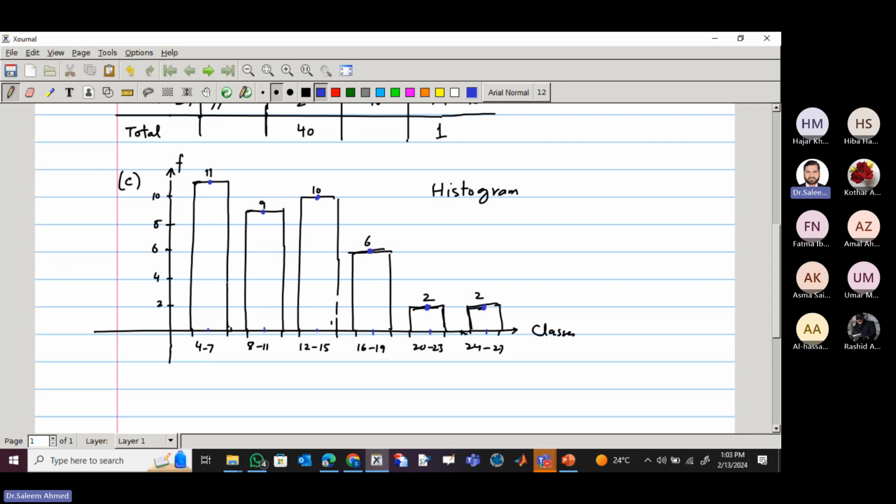So if you join by straight lines, again, you can use a ruler to make this straight line, okay? So that is your blue one, your frequency polygon. Frequency histogram, frequency polygon. So you can either make it separately or on the histogram, no issues.